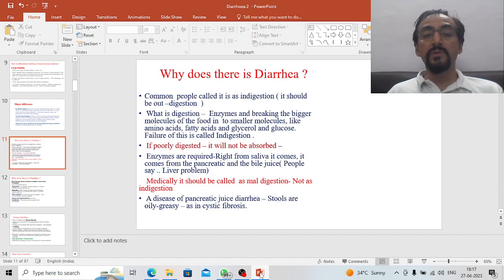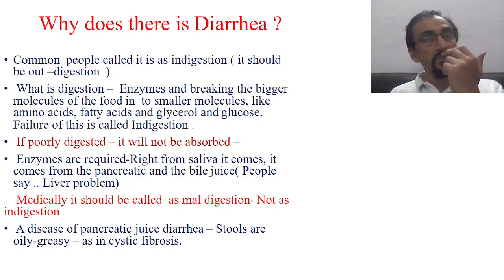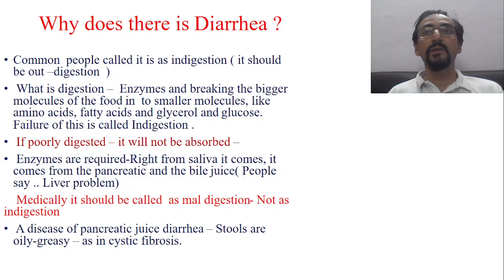Okay, we will continue with the diarrhea. In the last class we have seen the difference between small intestinal diarrhea and large intestinal diarrhea. In small intestinal diarrhea we saw the characteristic features of acute and chronic diarrheas, and we have also seen in the large intestine what actually happens.